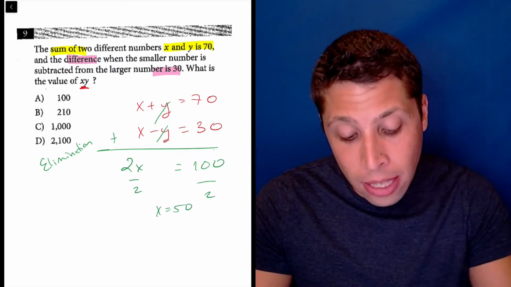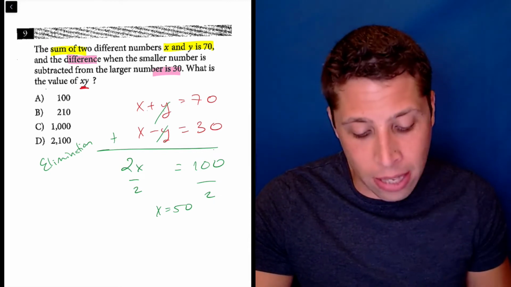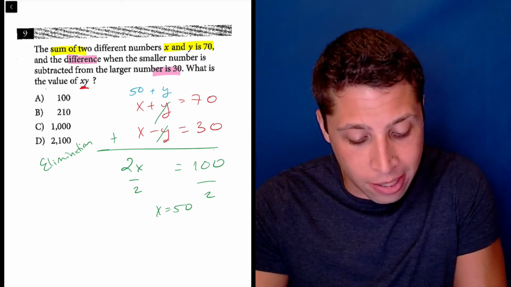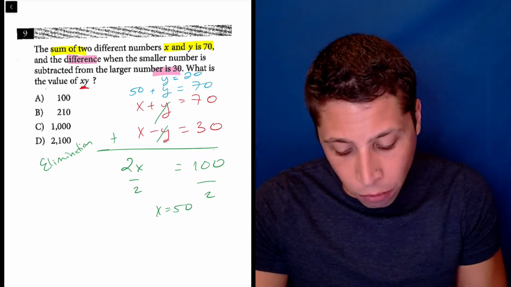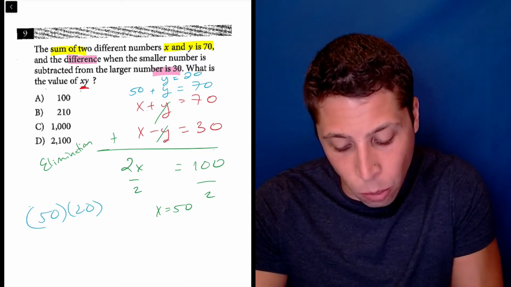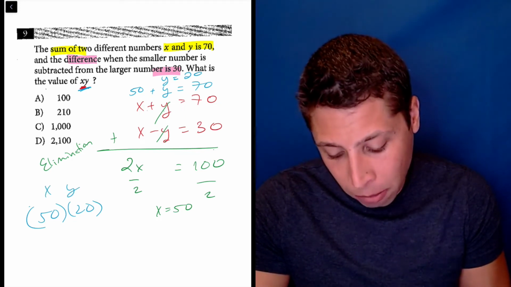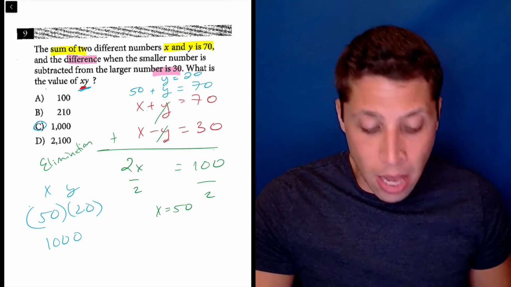We still need to finish the question by finding y, but we can take that and put it into either equation. So I'm going to put it up here. 50 plus y is 70. I don't even need to do algebra to see that y is 20. So 50 times 20, right? That's what they wanted, x times y. 50 times 20, it's a calculator section, but 2 times 50 is 100, add a 0, and 1,000 is our answer. It's a little annoying.